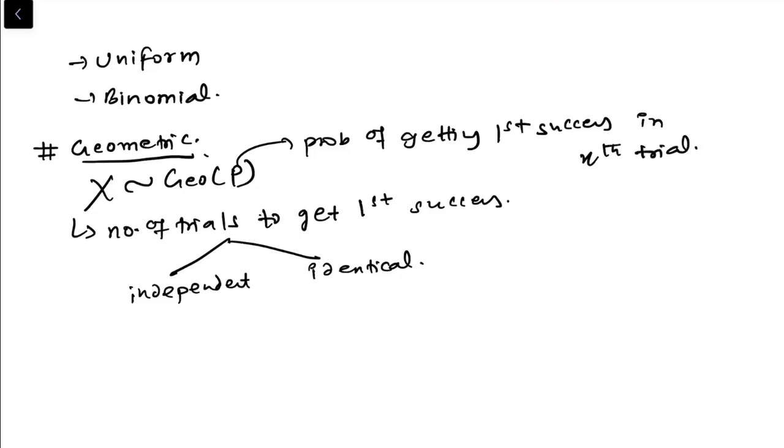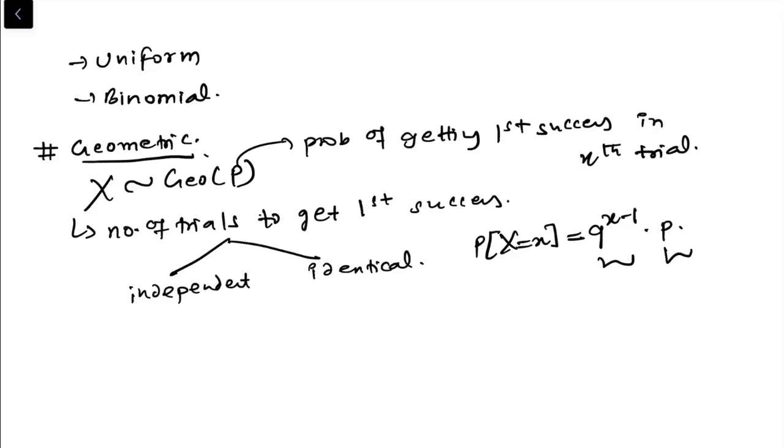Okay, and the PDF, or the probability of getting first success in xth trial, is q to the power x minus 1 times p. This is the probability of failure until x minus 1 trials, and this is the probability of success in the next trial. So it is for sure that you'll have success in the xth trial.